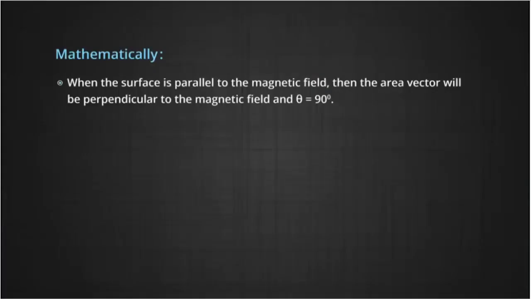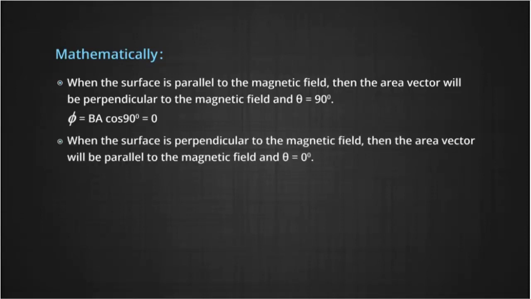So, mathematically, when the surface is parallel to the magnetic field, then the area vector will be perpendicular to the magnetic field and theta will be equal to 90 degrees. So, phi will be equal to BA cos 90, which is equal to 0. When surface is perpendicular to the magnetic field, then area vector will be parallel to the magnetic field and theta will be equal to 0. So, phi will be equal to BA cos 0, which is equal to BA and is the maximum value of the flux.